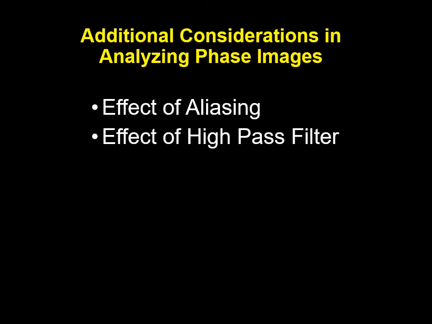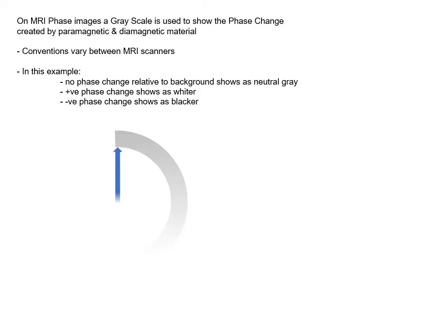Let's now look at some additional features when we analyze phase images, which makes their analysis occasionally more complex. We're going to look at the effect of aliasing and the effect of the high pass filter on the appearance of some lesions. On MRI phase images, a grayscale is used to show the phase change created by paramagnetic and diamagnetic materials, and the conventions vary between MRI scanners. On our particular scanner, paramagnetic materials are shown as a positive phase change. With some other vendors, the opposite is true.